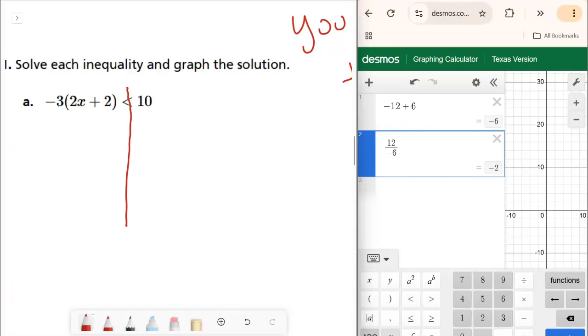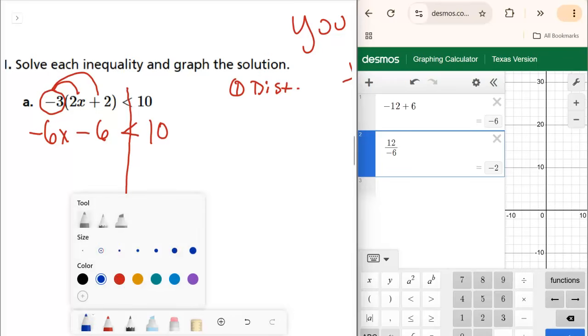Draw the line. So make sure you're copying this down. First step is to distribute. So I'm going to distribute the negative 3 times 2x, negative 3 times 2. So negative 3 times 2 is a negative 6. This one has an x, this one has an x. Negative 3 times 2 is a negative 6. Bring down the symbol, bring down the 10.